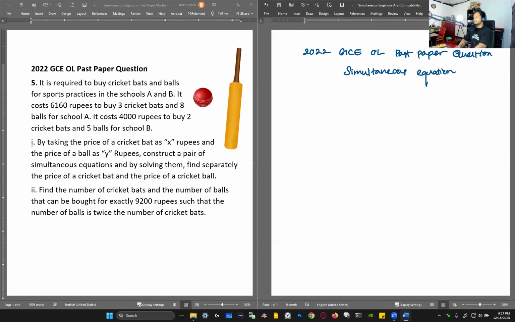So coming back to the point, understand the question properly. It requires buying cricket bats and balls for sports practices in schools A and B. It costs 6,160 rupees to buy 3 cricket bats and 8 balls for school A. It costs 4,000 rupees to buy 2 cricket bats and 5 cricket balls for school B. Now they say that taking the price of a cricket bat as X. So what is X? The cricket bat is X.